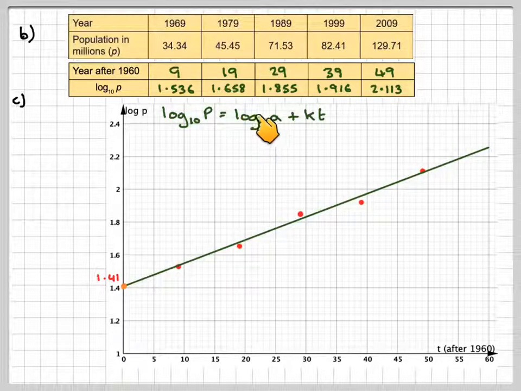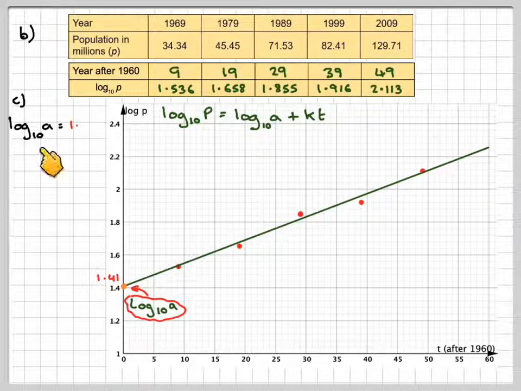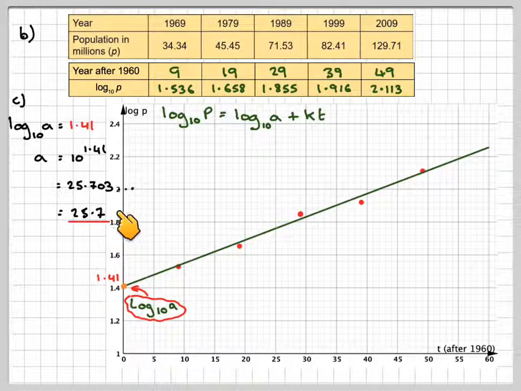So this bit here represents the y-intercept. So this bit here represents log to the base 10 of a. So what we're saying now is log to the base 10 of a is 1.41, which means that a is 10 to the 1.41, which gives me 25.073, which is 25.7.